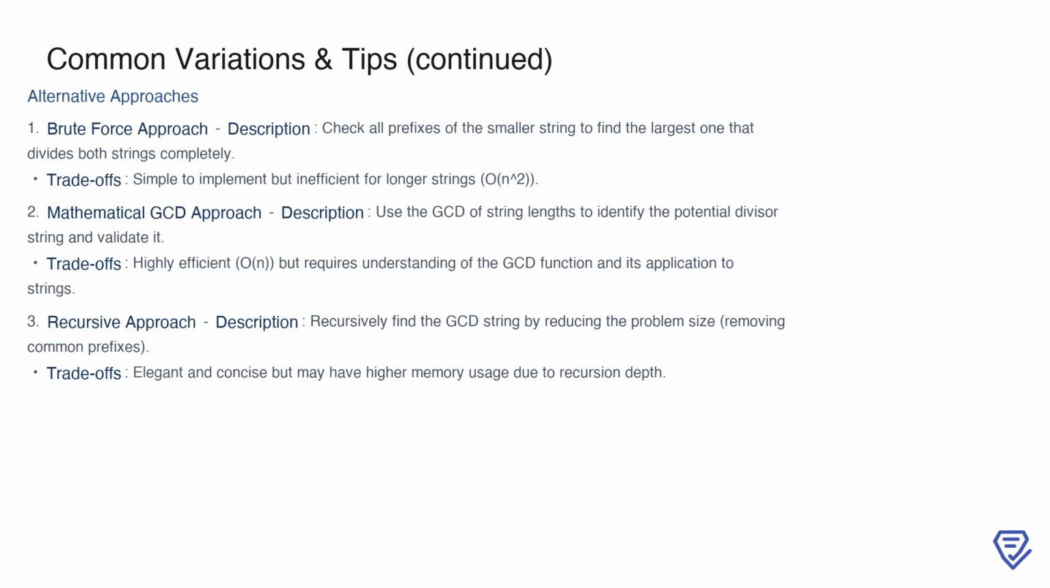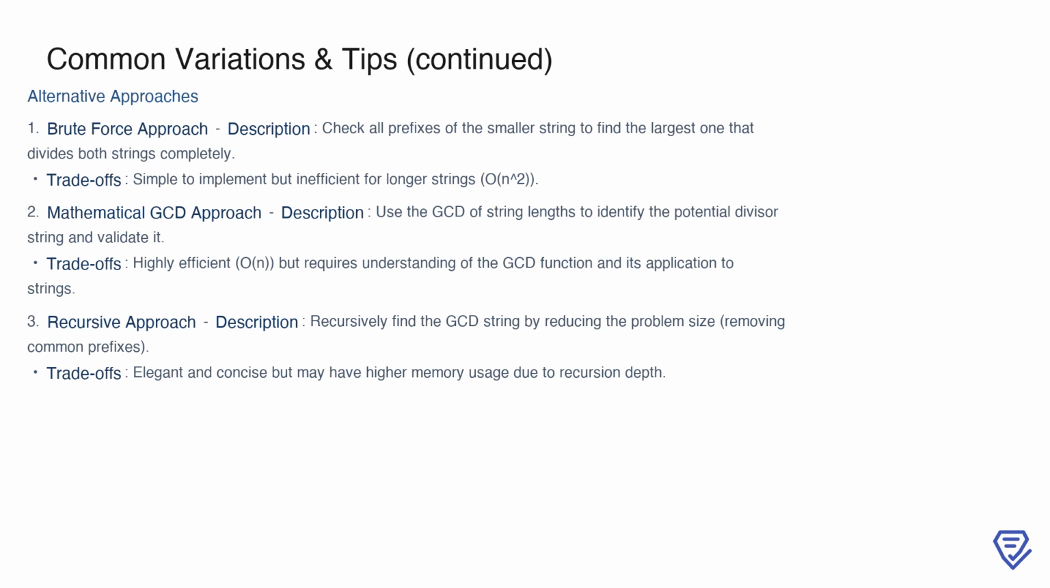There are also alternative approaches to solving this problem, each with its own trade-offs. The brute force approach involves checking all prefixes of the smaller string to find the largest one that divides both strings completely. While simple to implement, this method is inefficient, especially for longer strings, as it has a time complexity of n squared. A more efficient solution leverages the mathematical GCD of the string lengths. By using the GCD to determine the potential divisor string and validating it, you can achieve an O(n) solution. However, this approach requires a solid understanding of the GCD function and how it applies to strings.